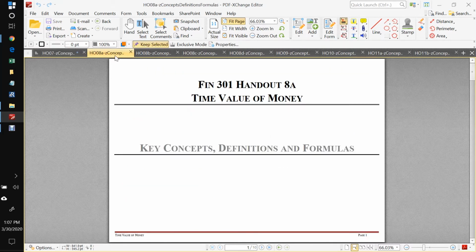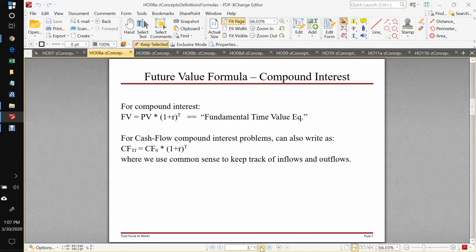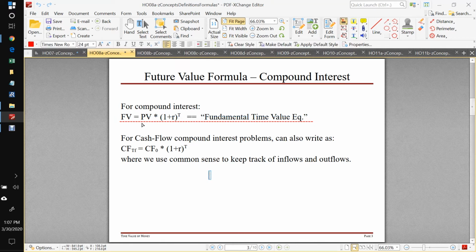Let's jump on to handout 8A. And 8A was where we started out by deriving our fundamental time value equation, which says that the future value of cash is equal to its present value times 1 plus the interest rate that it's earning, raised to the t, where t is time elapsed. And if we're looking at cash flow in and out of a project, we just rewrite that to say the cash flow we could pull out at the end is equal to what we put in the beginning times 1 plus our interest rate raised to the time elapsed.